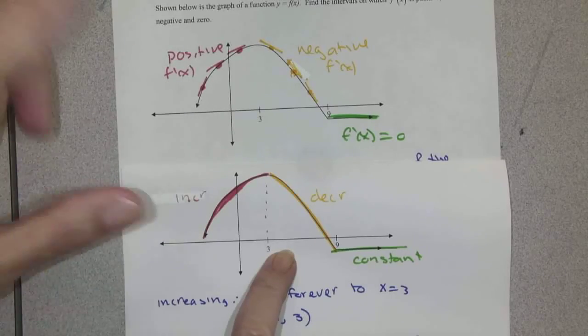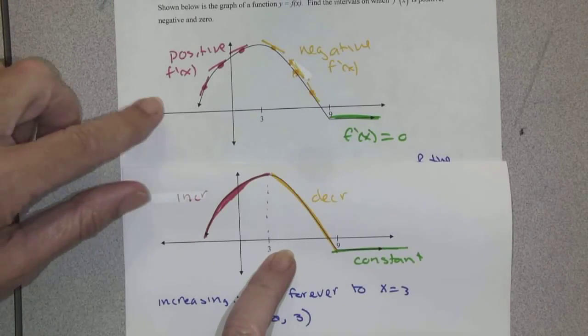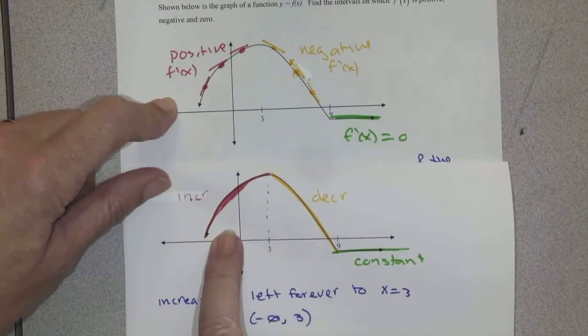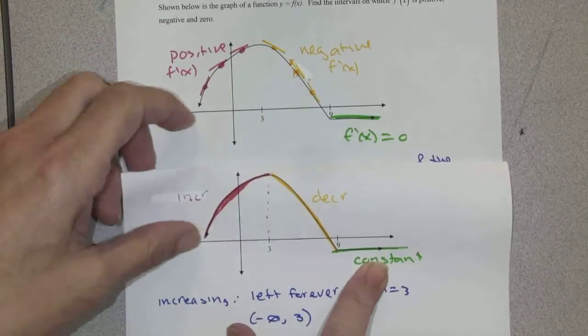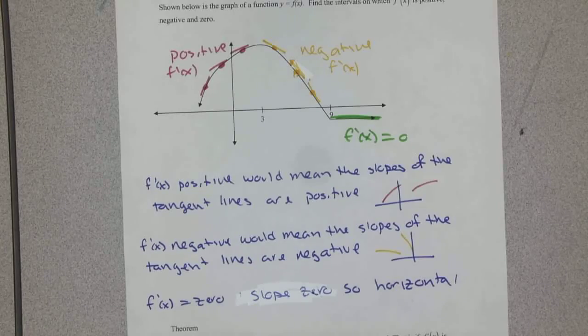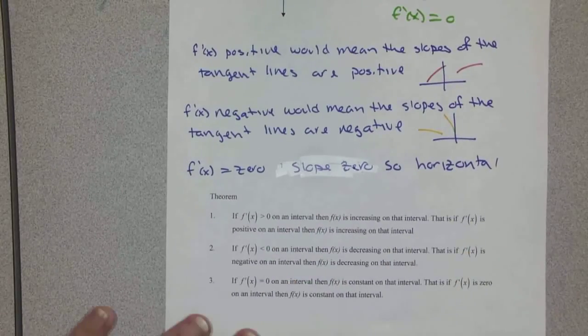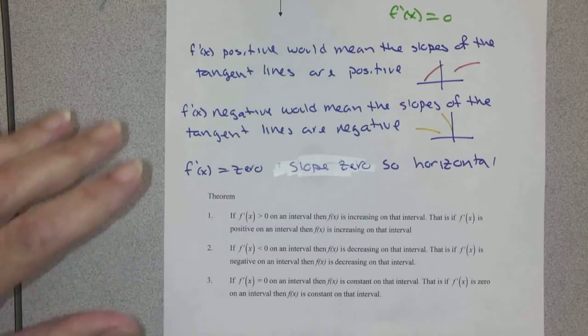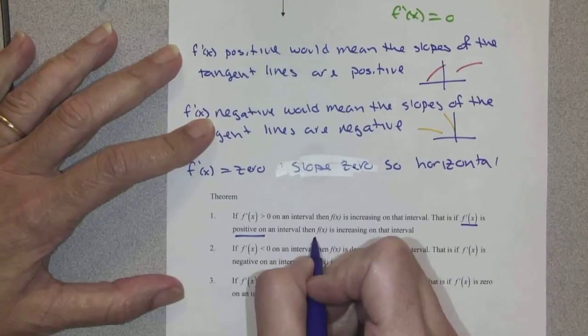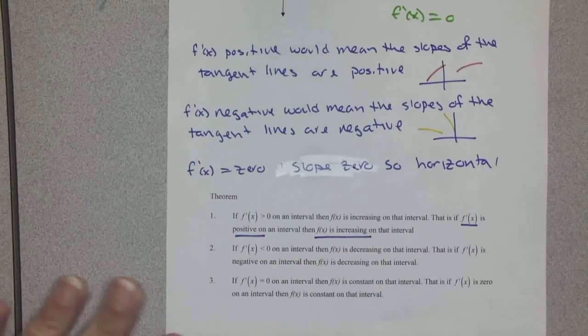I said positive slope, meant positive derivative, same thing. Positive derivative, increasing; negative derivative, decreasing; zero derivative, constant. And that gives us our first theorem down here. If f prime of x is greater than 0 on an interval, then f of x is increasing on the interval. That is, if f prime of x is positive on an interval, the function is increasing. F prime positive, f of x increasing.